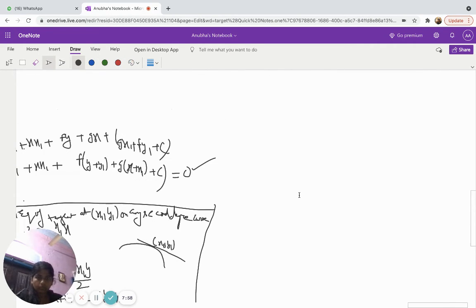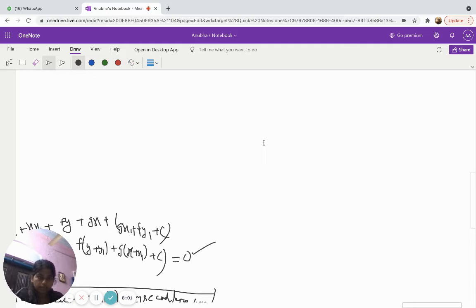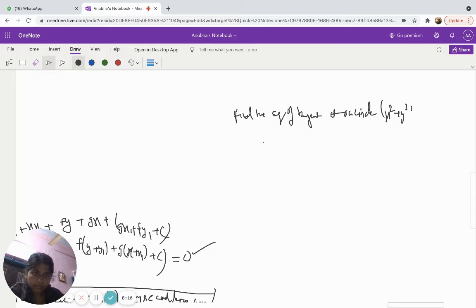So now if I give you one example: if you need to find the equation of tangent to a circle x square plus y square equal to 9, drawn parallel to x plus y equal to 10.